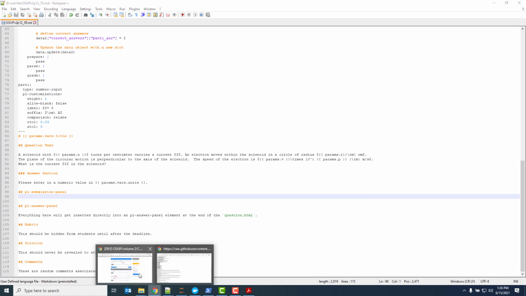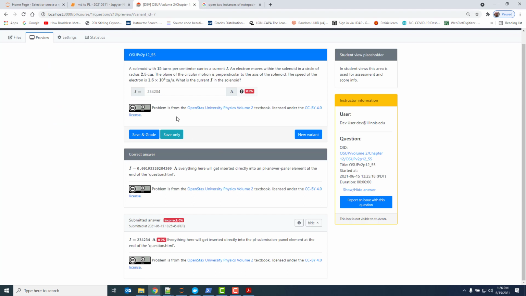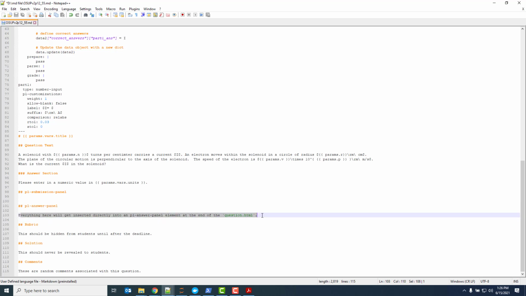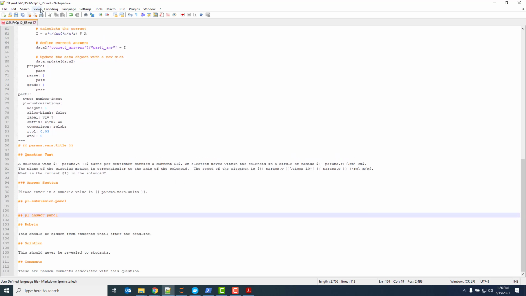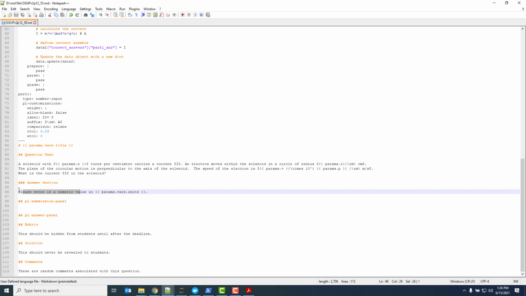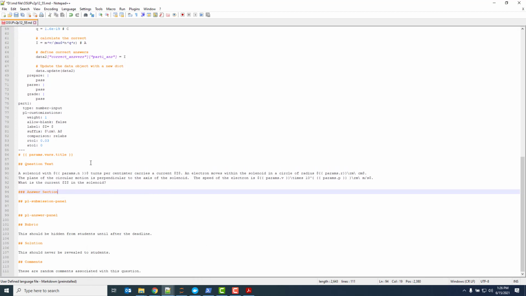And was there anything else that we wanted to think about? I think here we'll get correct inserted into the answer panel. So let's get rid of that answer panel stuff. Here's answer panel. So get rid of that. Now I didn't see this "please enter a numeric value," but I think we can probably get rid of that as well.